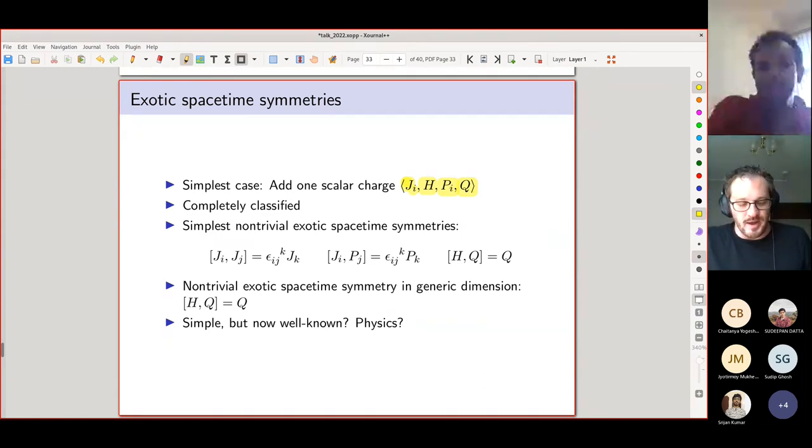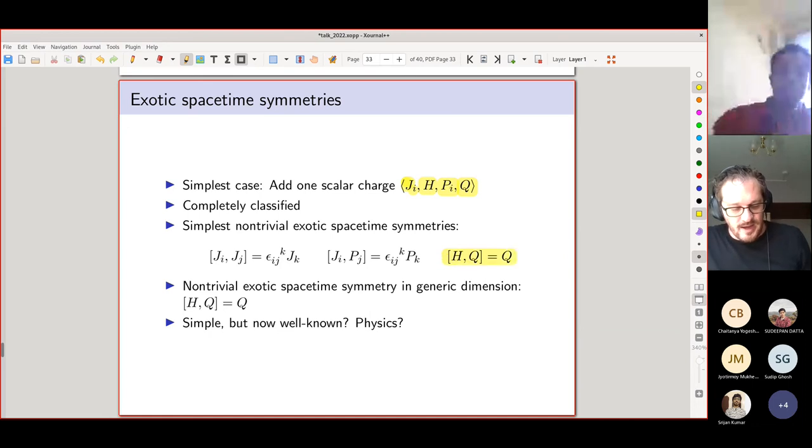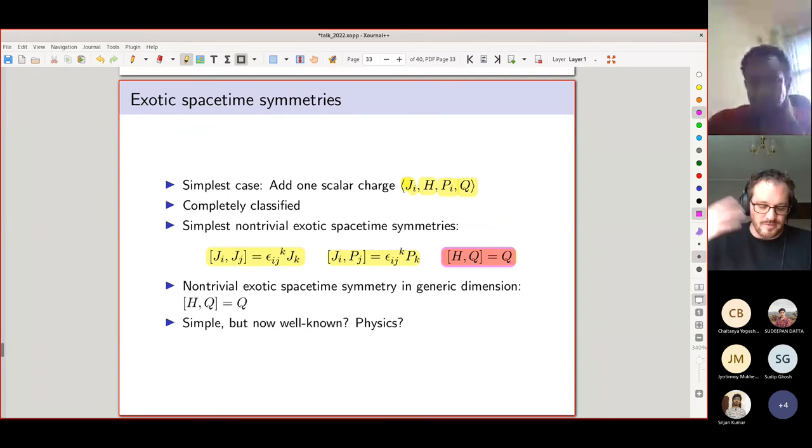And let me maybe just provide you one non-trivial aspect of it. And when I say non-trivial, I mean they should not be a direct product between the charge and the space-time symmetries. There should be some interaction term, if you like. And this is the most trivial example you can write down. And already here, you can see that the interesting term is here, the HQQ. And what we've shown is that, first of all, if you want to have one charge and this kind of rotation, spatial and temporal translations, you will always have, in a generic dimension, exactly this term if you want to have non-trivial exotic space-time symmetries.